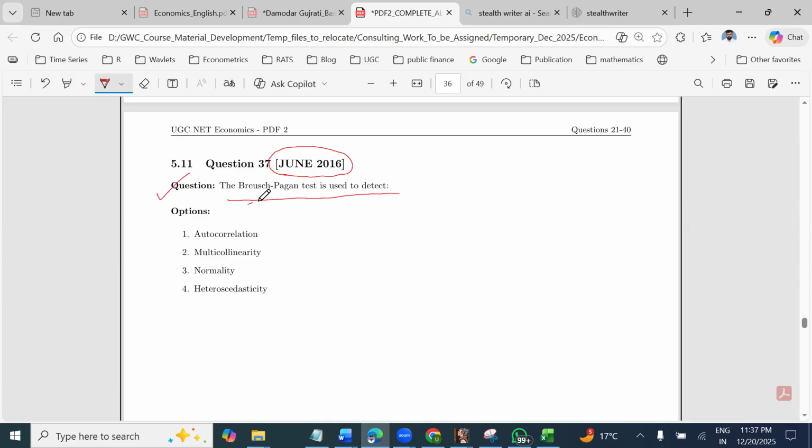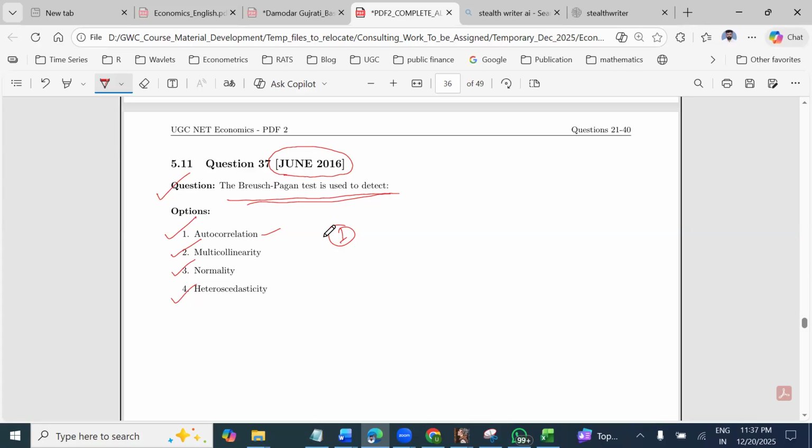So Breusch-Pagan test is used to detect which: autocorrelation, multicollinearity, normality or heteroscedasticity? Who will tell me? Breusch-Pagan test. Sangeeta? Autocorrelation. Your answer is 1. Sangeeta, your answer?